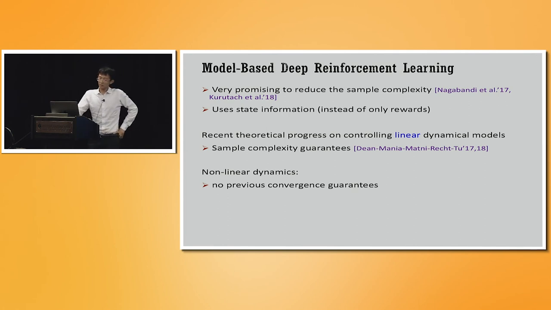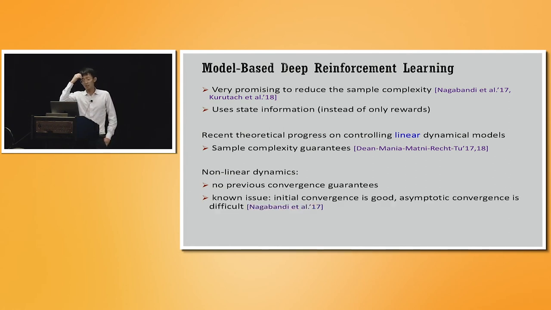So for nonlinear dynamics, it's a bit tricky because even a convergence guarantee is not known. So we don't even know whether we can converge when we use model-based deep reinforcement learning for learning nonlinear dynamical models. An annoying issue is that the initial convergence is good, but asymptotic convergence is difficult. So you can run model-based reinforcement learning for a little bit, and that's perfectly fine, and then the reward is no longer increasing. And in this paper by Nagabandi et al., they have to switch to model-free algorithms afterwards.